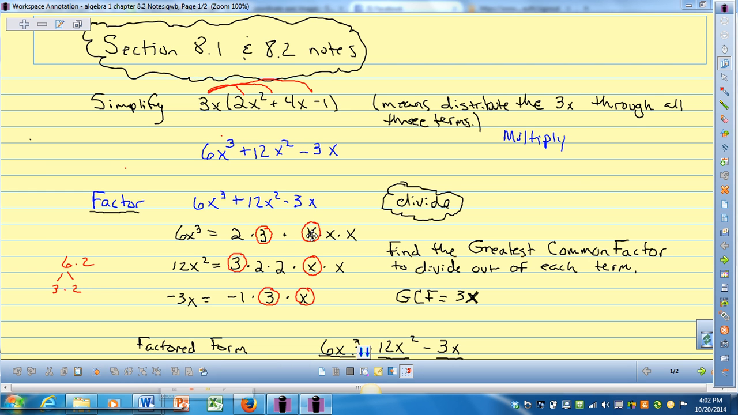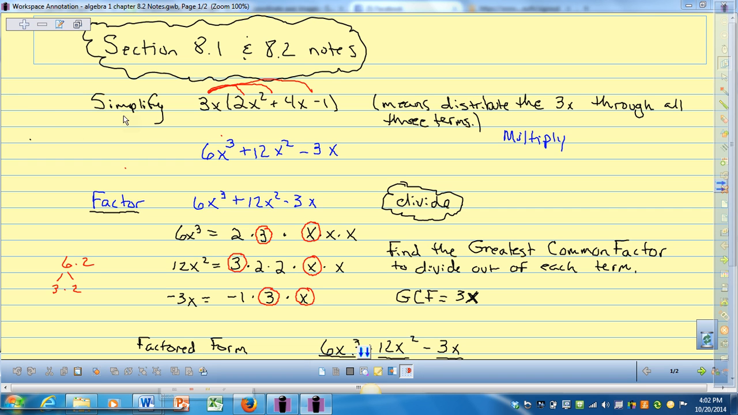All right, section 8.2 notes. In section 8.1 we talked about adding and subtracting polynomials. And in 8.2 we're really going to be talking about multiplying and factoring, which is dividing polynomials.